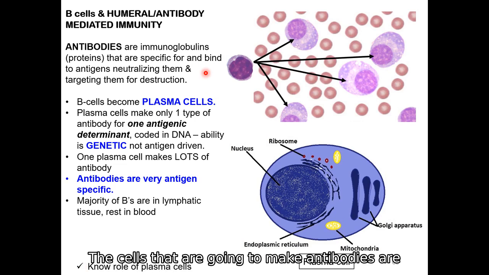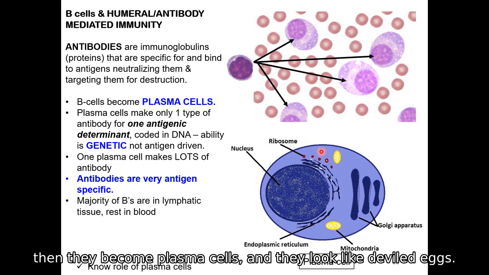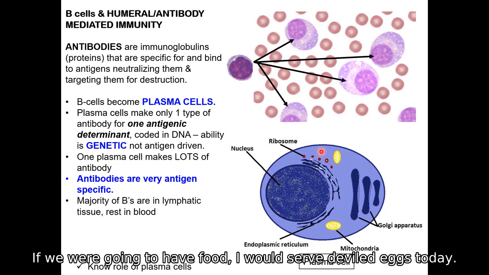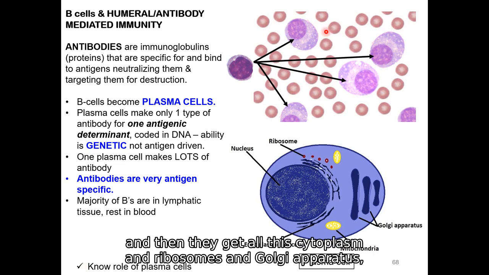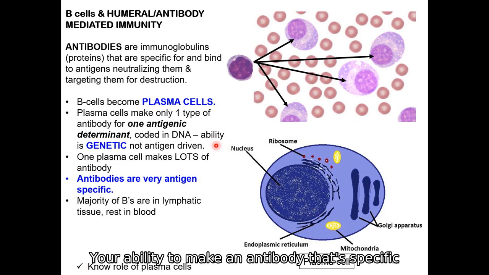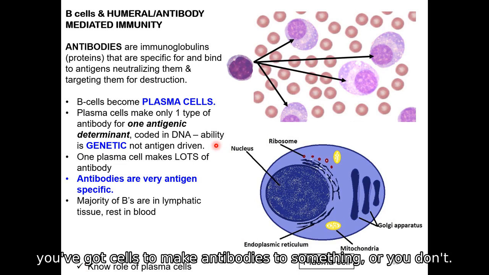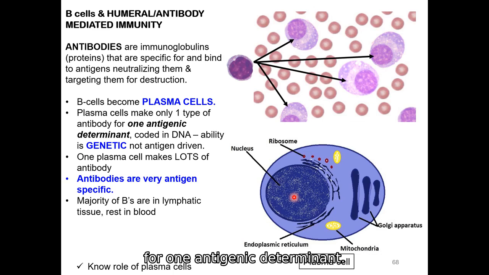The cells that are going to make antibodies are going to be B cells that have become activated, then they become plasma cells, and they look like deviled eggs. If we were going to have food, I would serve deviled eggs today. This is what they look like when they're not activated. So all lymphocytes look alike, and then they get all the cytoplasm and ribosomes and Golgi apparatus, and they can secrete thousands of antibody molecules per second once they're activated. Your ability to make an antibody that's specific for a particular antigen is genetic. So either you've got cells to make antibodies to something or you don't. One plasma cell will make an antibody that's specific for one antigenic determinant.